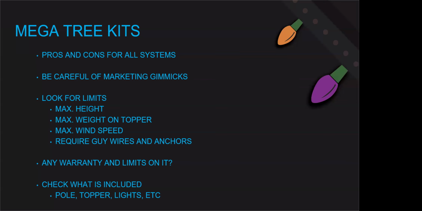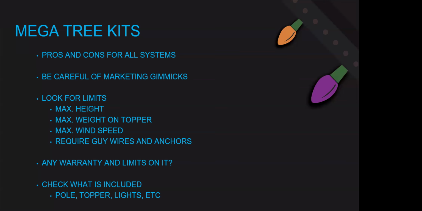And then the final thing is check to see what's included. Some of these kits say that they are including a lot of things, but they don't clearly state all the time what is and isn't included. Sometimes they'll give you the base and the legs, but not the pole. Sometimes the toppers are sold separately. Sometimes they include lights, sometimes they don't.